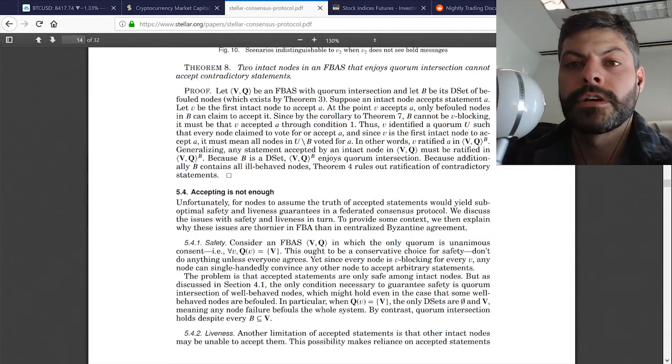In particular, when Q(v) = {V}, the only D sets are ∅ and V, meaning any node failure befouls the whole system. By contrast, quorum intersection holds despite every B ⊆ V.